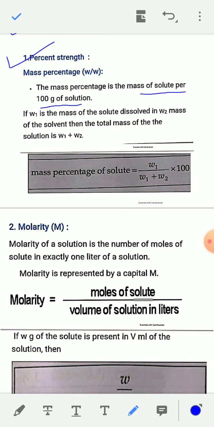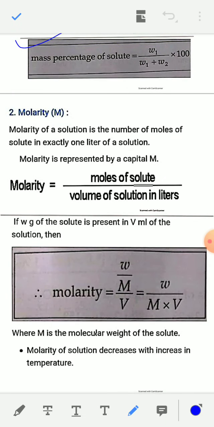If W1 gram of solute is dissolved in W2 gram of solvent, then the total mass of the solution will be W1 plus W2. So the mass percentage of the solute is equal to W1 divided by W1 plus W2, into 100. Now the next type of concentration term, a very important term, is molarity. It is expressed as capital M.